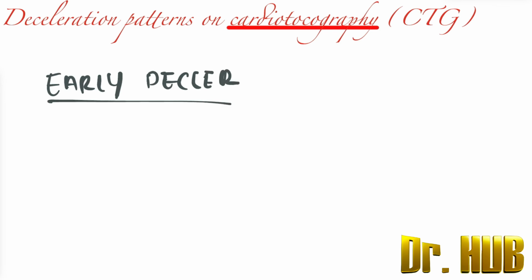Today we look at the deceleration patterns on the cardiotocography. In short, it is also known as the CTG. So firstly, in terms of the early deceleration, what are we seeing? So let's represent it so it's easier to understand.